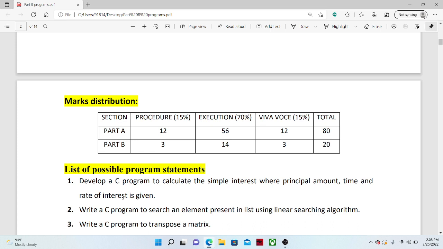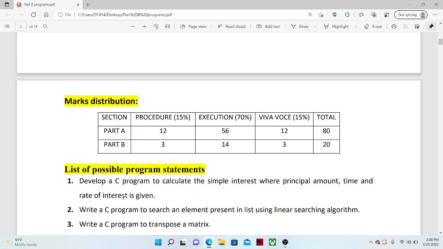For part B, 3 marks for write-up, 14 marks for execution and 3 marks for viva voce. So a total of 20 marks are allotted for the part B programs. Here I have listed programs which may be asked in the exam.